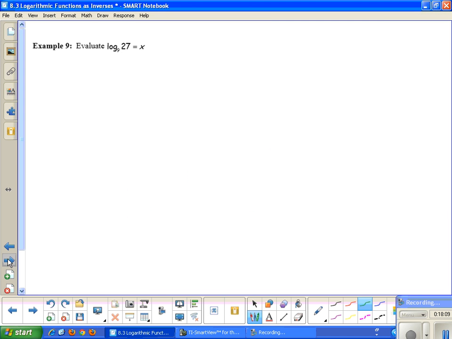So let's do one more example. Example number 9. So for this example, again, same thing. The log base 9 of 27 is equal to x, so I want to figure out what that number is. So write it in exponential form because it's in logarithmic form. So I would write 9 to what power is equal to 27.